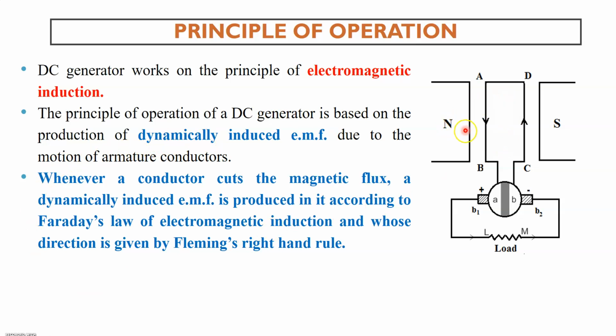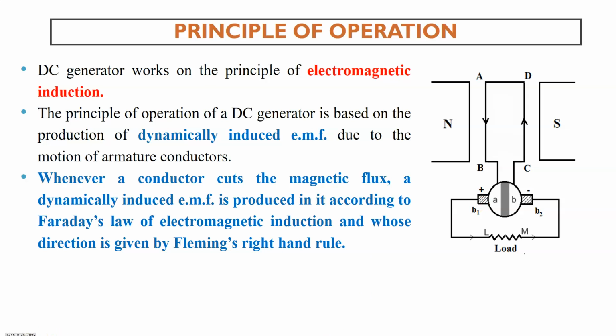The flux is produced by the poles. The north and south poles produce flux. Flux always travels from the north pole to the south pole, and this coil will cut the magnetic field. This coil is rotated by a prime mover, which I have already explained in the first class. So the prime mover rotates the coil, and this coil cuts the magnetic field produced by these poles, thereby inducing the EMF. This is the principle of operation of a DC generator.